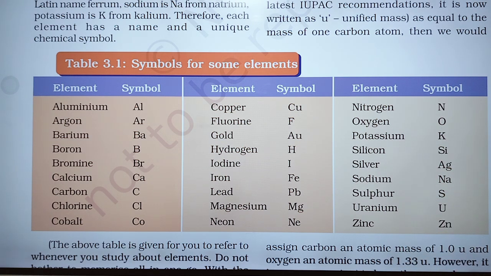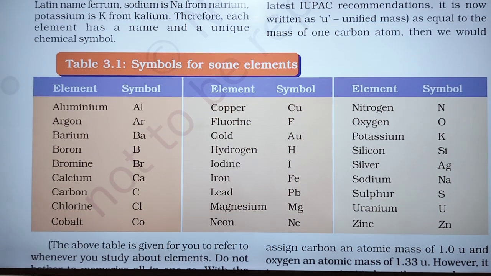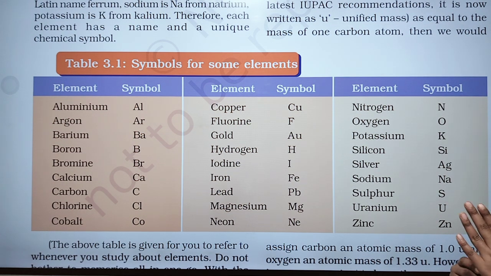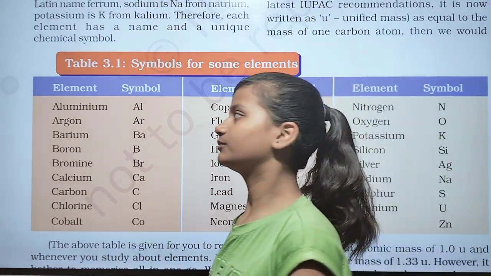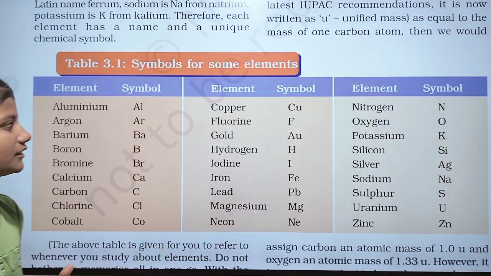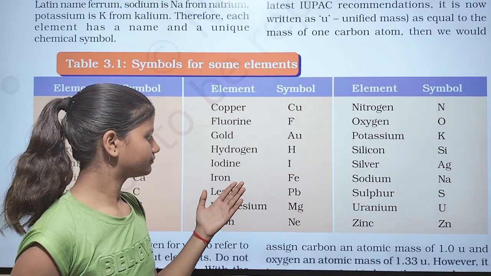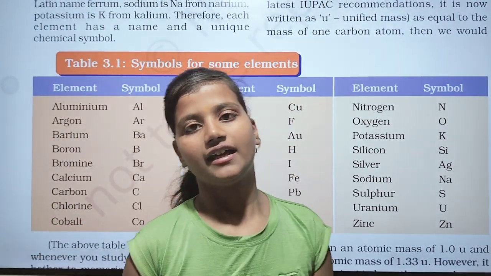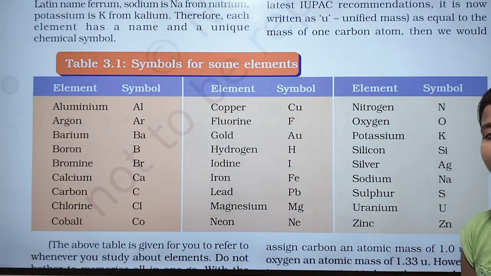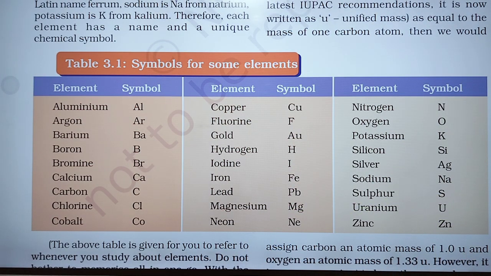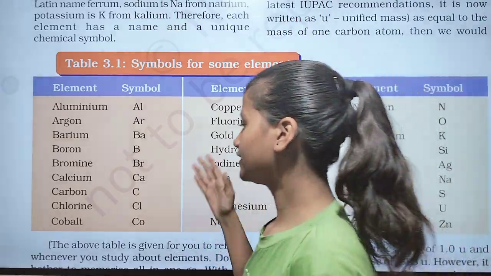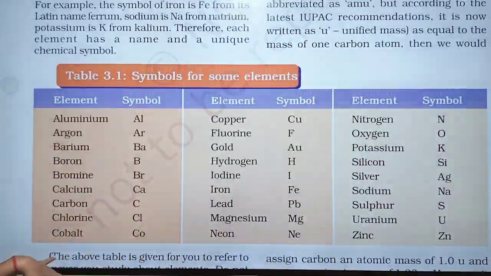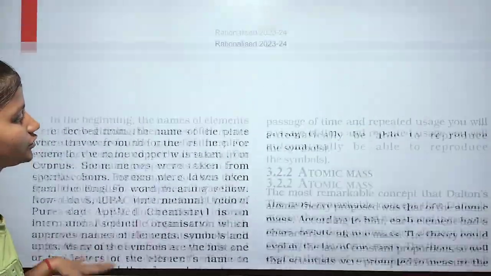We automatically learn that Cu is for copper, Fe for iron, N for nitrogen, O for oxygen, Al for aluminium, C for carbon. We are not meant to memorize this; that would be a waste of time.